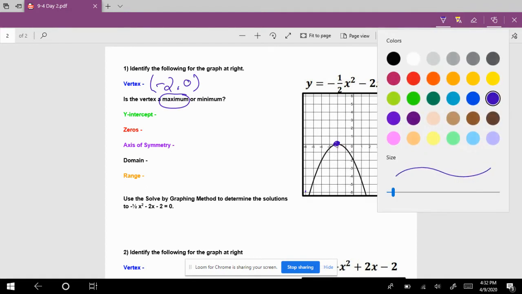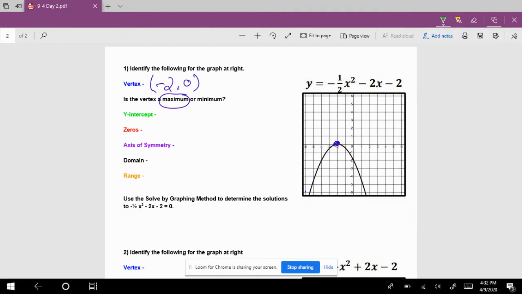All right, Y-intercept. That is this point right here in green, which is (0, -2). And again, make sure you are putting parentheses around these and you're not just listing out some numbers. You have to have parentheses on it.